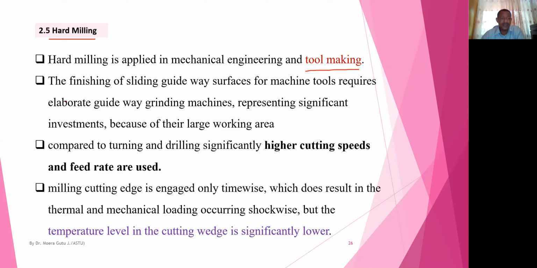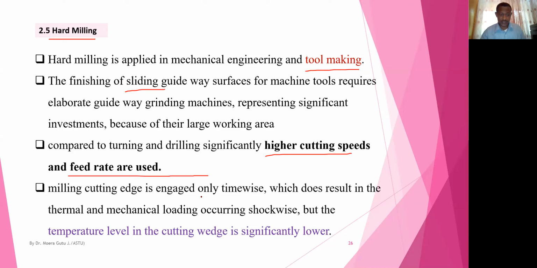You can say that in hard milling, the finishing of sliding gauge-way surface for machine tools requires elaborate guideways grinding machines, representing significant investment because of their large work areas. This means the machine should be very rigid, meaning very strong milling machines. You need that for a hard milling operation. Compared to turning and drilling, significantly high cutting speeds and feed rates are used. So high feed rates and high cutting speed compared to turning and drilling can be applicable for hard milling.